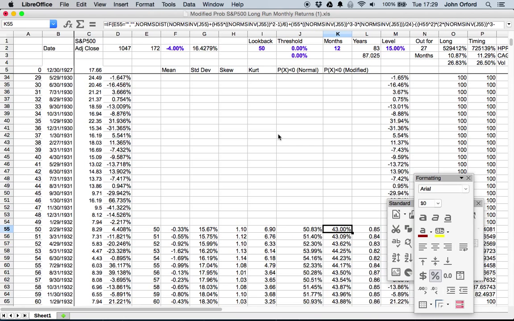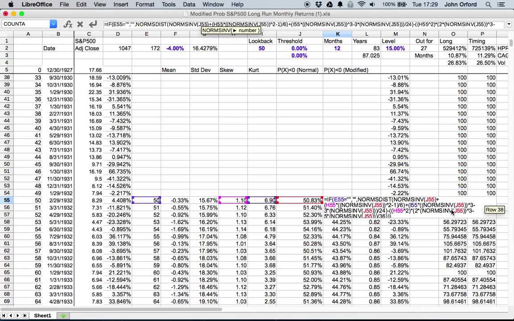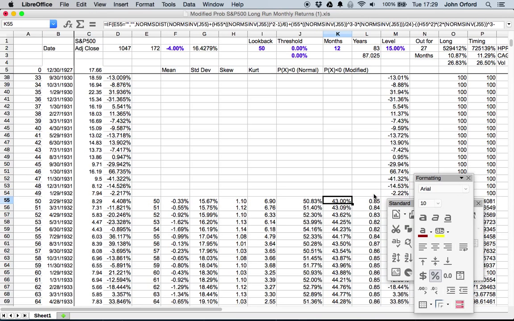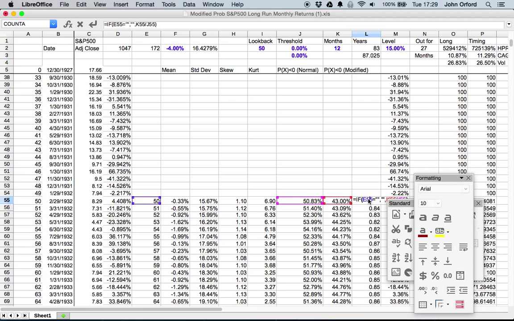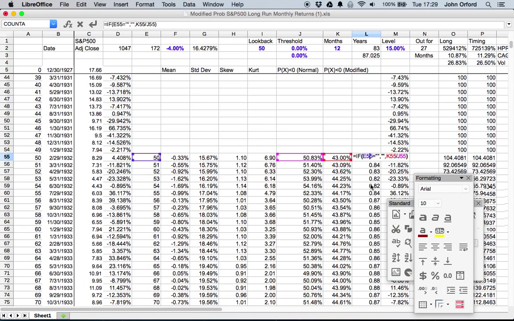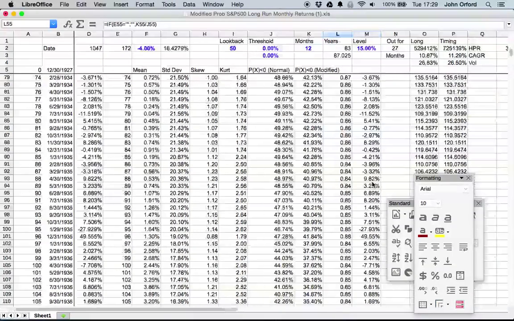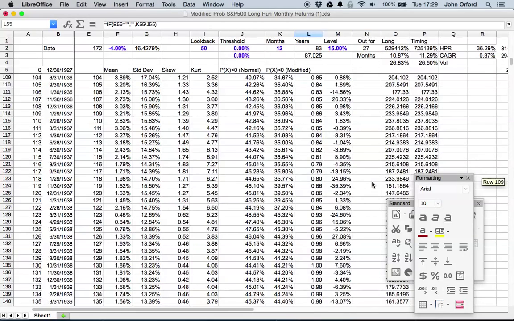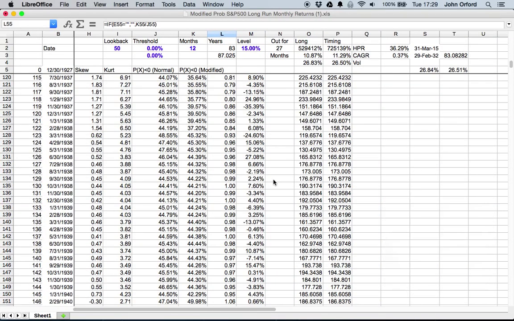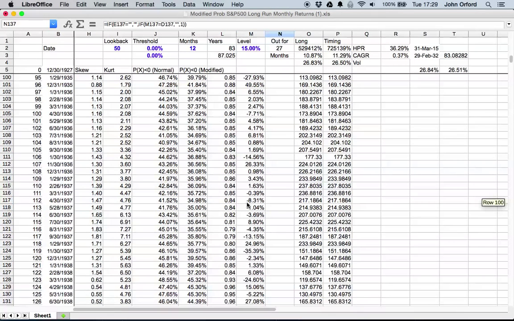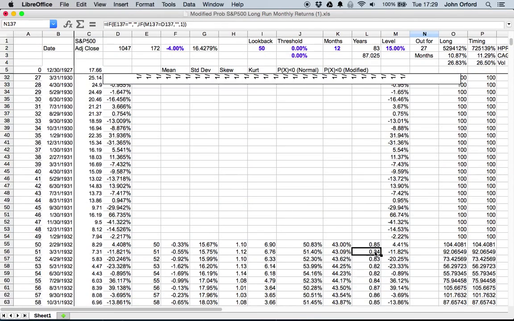Okay, it's getting a little bit more complicated here. The Cornish Fisher expansion is not for the faint-hearted, only for those Excel masters amongst you. There we go, chock full of formulae. So here we can see the crux is the ratio. Generally, it looks like it's below one, below one. Let's have a look at a situation when it's greater. Ah, here we go. Scroll down.